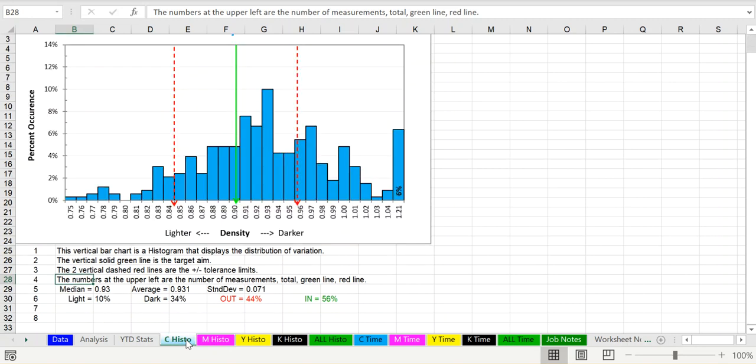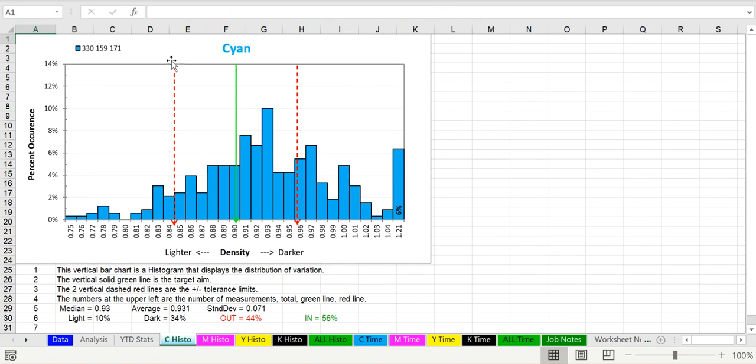Looking at the Cyan variation, 330 measurements. The target on Cyan using SNAP is 90. The percentage of the population that was within spec was 56%. The percentage that was out of spec was 44%, 10% on the light side, and 34% on the dark side. When you look at the average of 93 versus 90, you can see that we're slightly shifted to the right in terms of accuracy, and the standard deviation of 0.07 is a little on the high side.